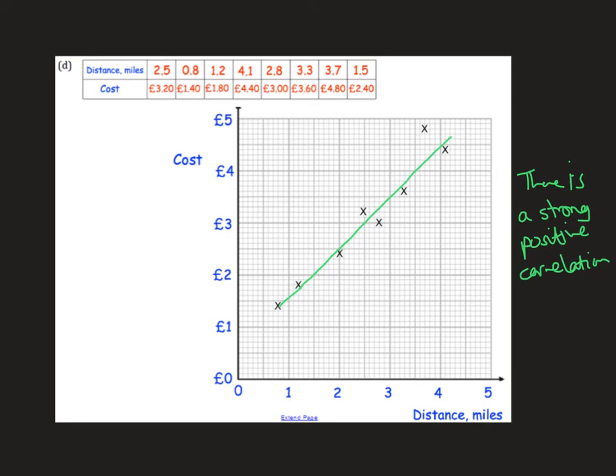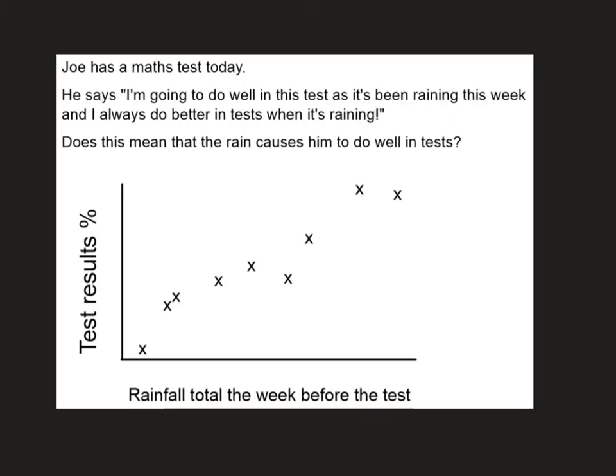Okay, so that's correlation. The last thing we want you to think about today is this question. Joe has a math test today. He says, I'm going to do well in this test as it's been raining this week, and I always do better in tests when it's raining. Does this mean that the rain causes him to do well in tests? So have a look at that scatter diagram, pause the video and think to yourself about that question.